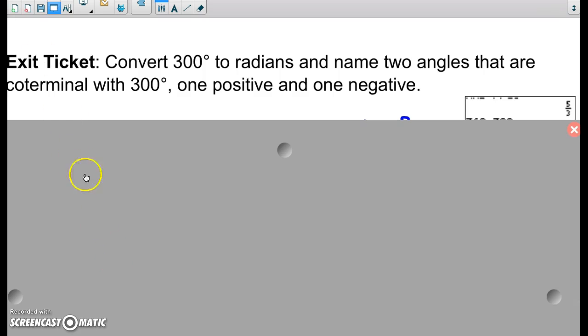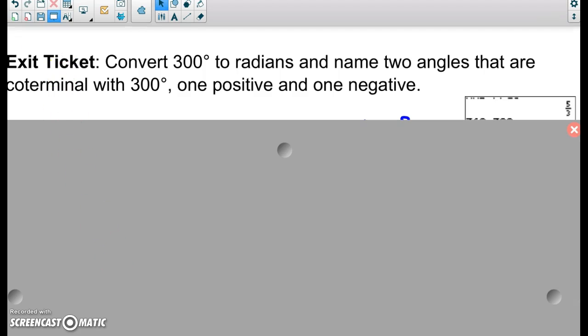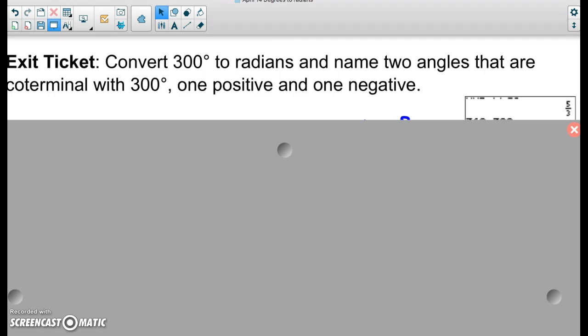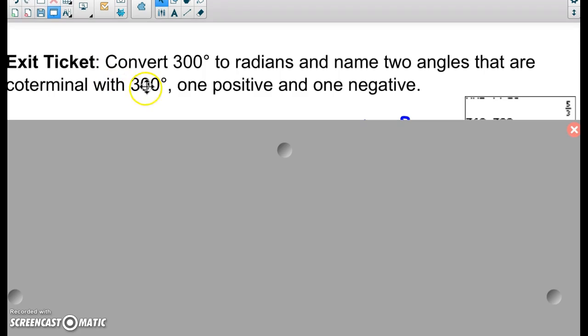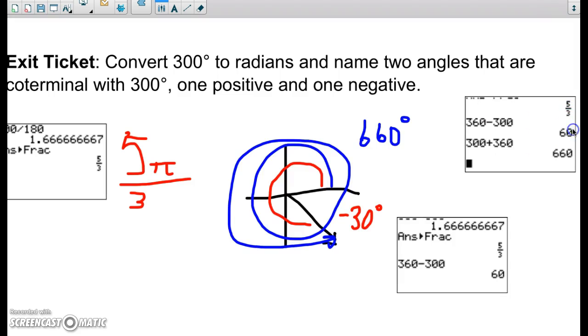All right, here's an exit ticket for you. I'd like you to try this and see how you do. Pause the video and then I'll give you the answer. All right, I hope you got this. Again, I took my 300, divided by 180, and so in radians, 300 degrees is 5 pi over 3.